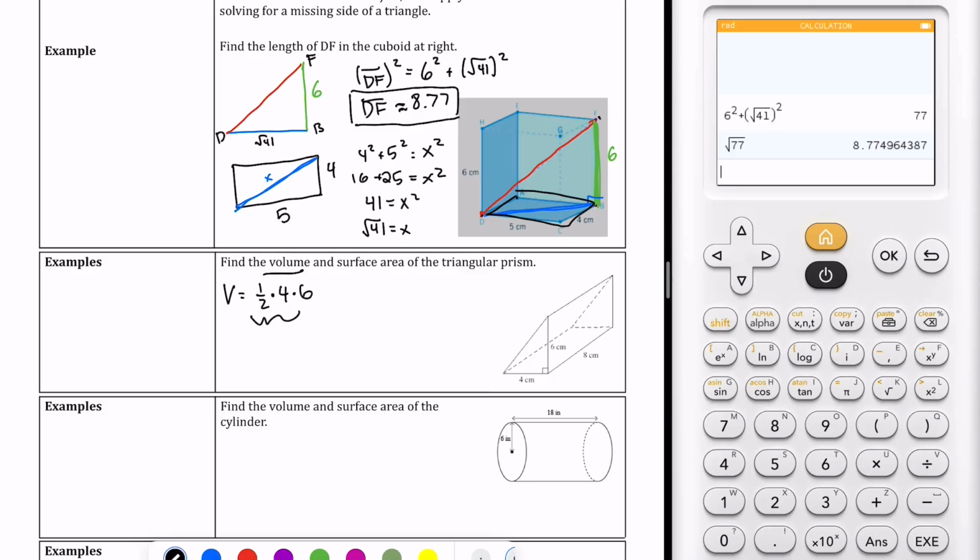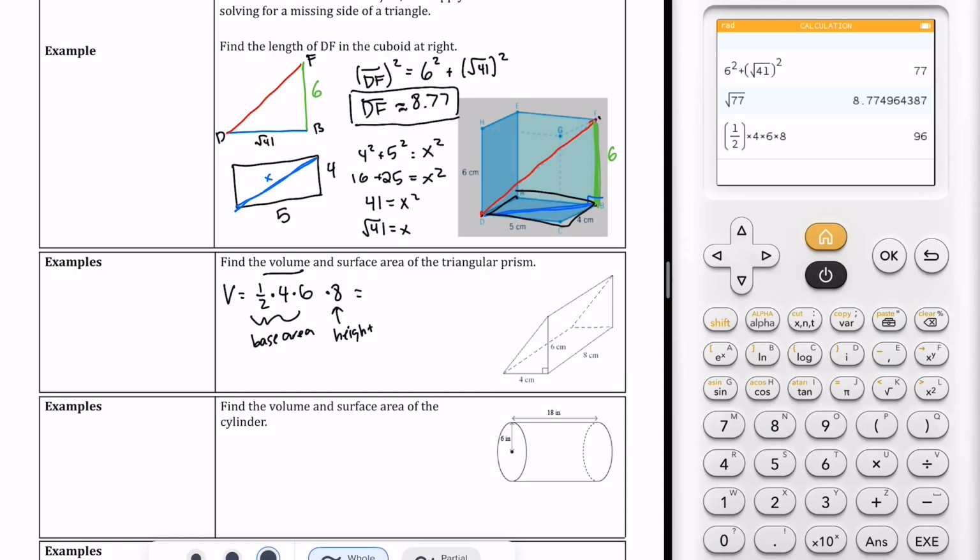So this is base area. And then times the height. So the height is 8. So that will equal 1/2 times 4 times 6 times 8 equals 96. So this will be 96 centimeters cubed.